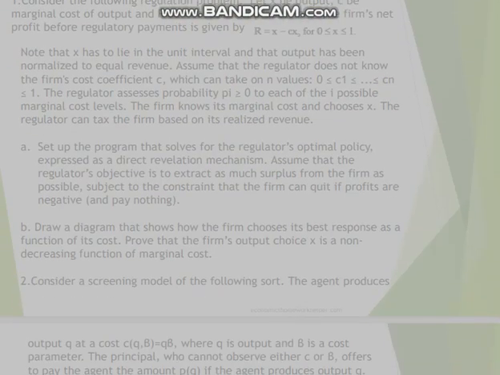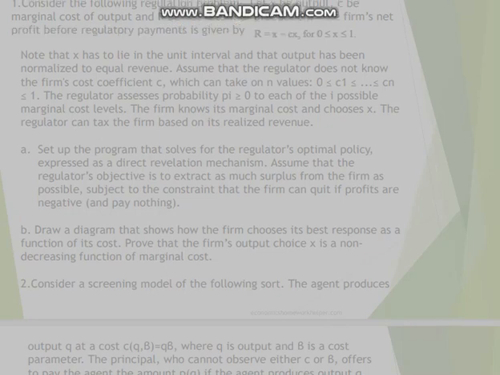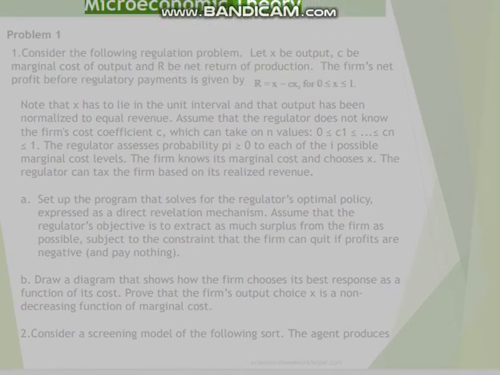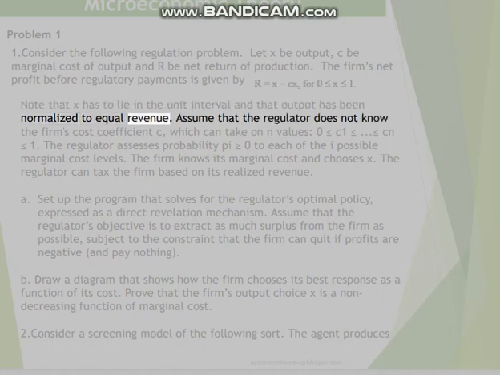1. Consider the following regulation problem. Let X be output, C be marginal cost of output, and R be net return of production. The firm's net profit before regulatory payments is given by the expression in Microeconomic Theory, Problem 1. Note that X has to lie in the unit interval and that output has been normalized to equal revenue.